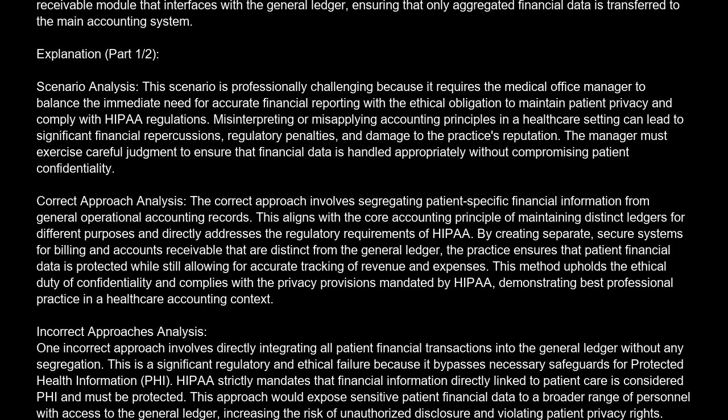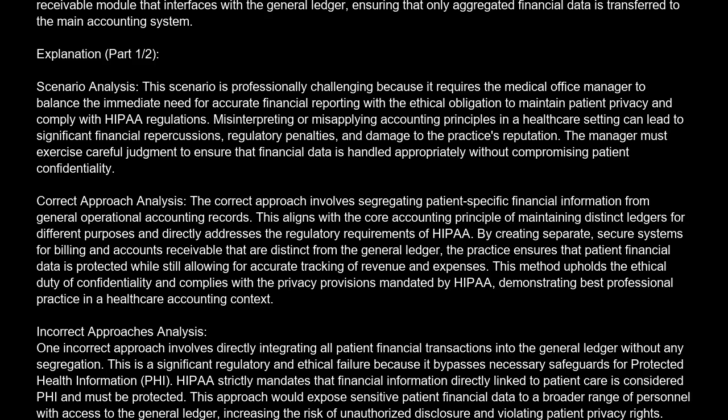This aligns with the core accounting principle of maintaining distinct ledgers for different purposes and directly addresses the regulatory requirements of HIPAA. By creating separate, secure systems for billing and accounts receivable that are distinct from the general ledger, the practice ensures that patient financial data is protected while still allowing for accurate tracking of revenue and expenses. This method upholds the ethical duty of confidentiality and complies with the privacy provisions mandated by HIPAA, demonstrating best professional practice in a healthcare accounting context.